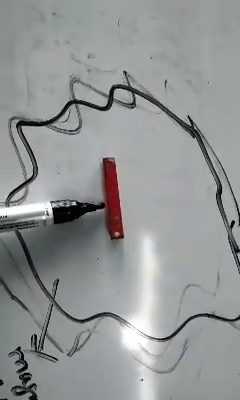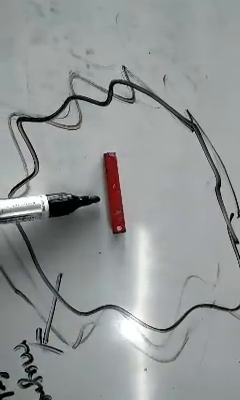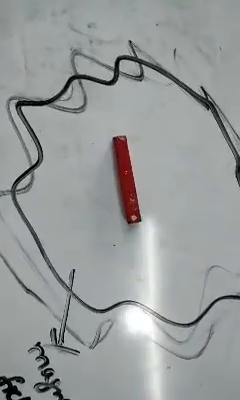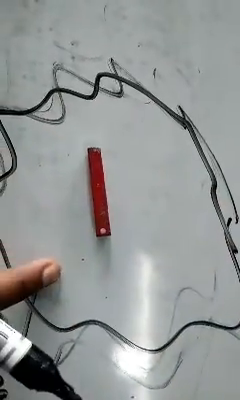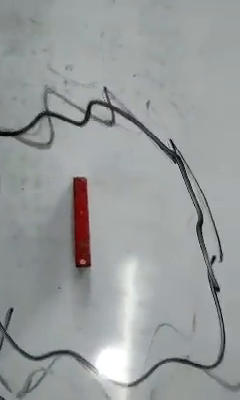Like this magnet, its attractive power or repulsive power is extended up to a certain region around it. That space is called the magnetic field. So if the magnet is strong, the magnetic field is also strong. If the magnet is weak, the magnetic field is also weak. Remember this thing.